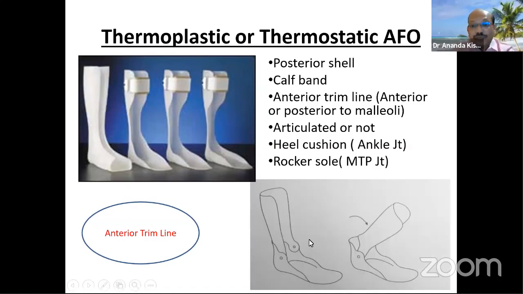Otherwise, we have to use this. This is articulated. This is the ankle foot orthosis. There is no heel cushion required, but there is no metatarsophalangeal joint action, so we have to add the rocker sole in the forefoot.